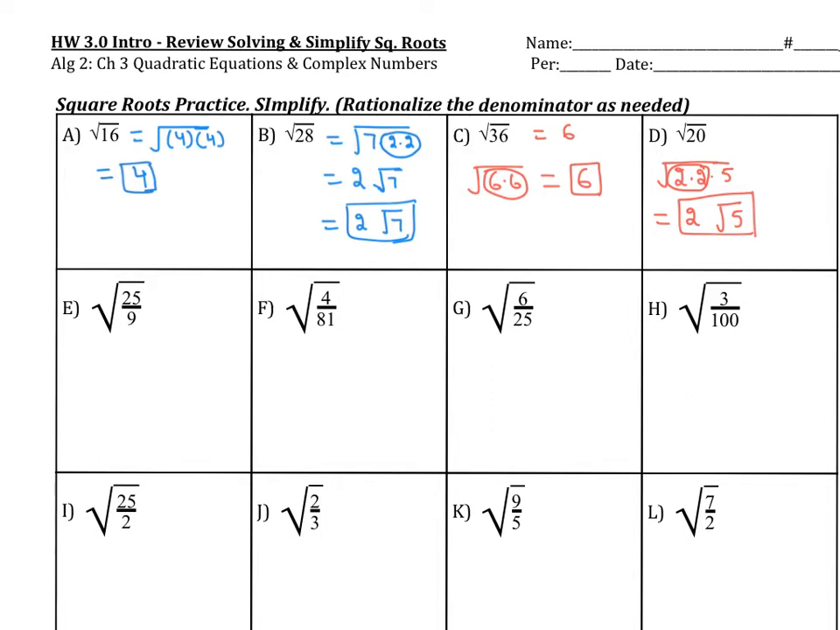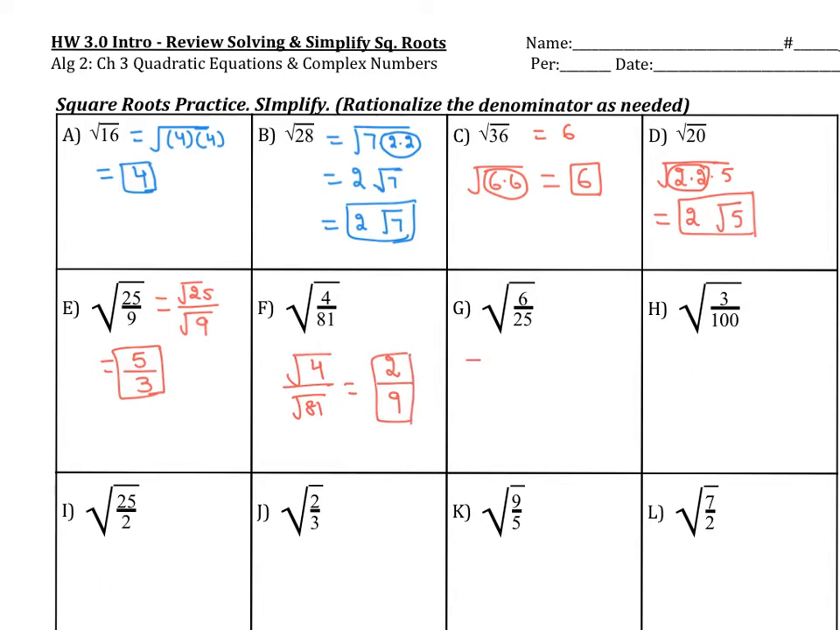For letter E, you're going to separate the two radicals. So square root of 25 over square root of 9. Square root of 25 is 5 and square root of 9 is 3. So the answer is 5 over 3. For letter F, you're going to have a square root of 4 divided by square root of 81. So square root of 4 is 2 and square root of 81 is 9. So the answer is 2 over 9.